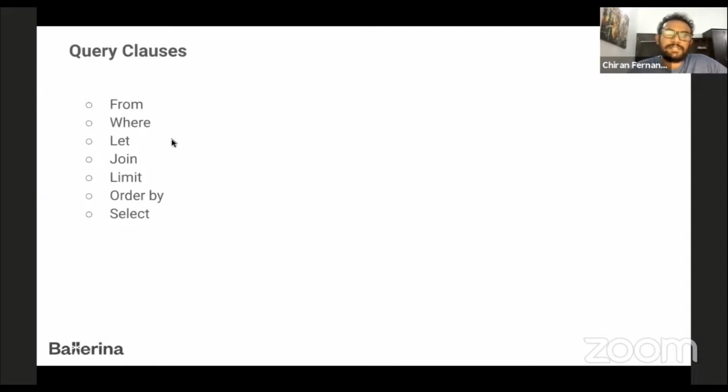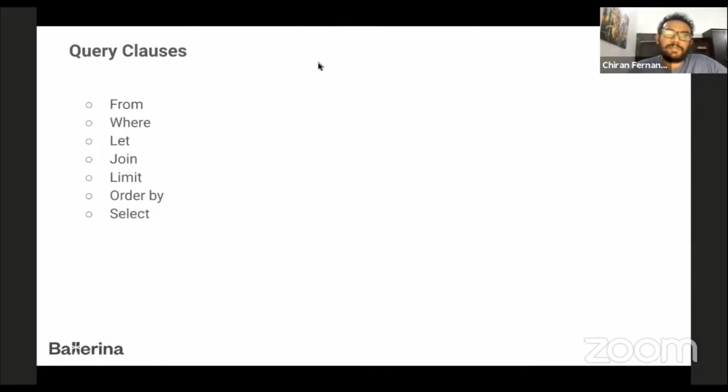Then let introduces a new variable to the query scope. Then join, we can use it to do an equijoin with another data source. Then we have limit. It limits the output from the previous clause, and order by orders the results according to a specific criteria, and we have select for projection.